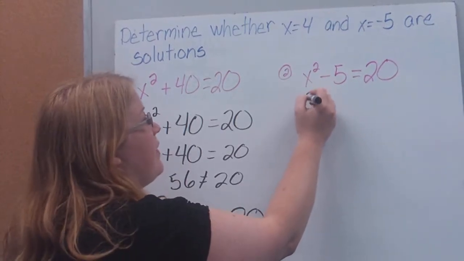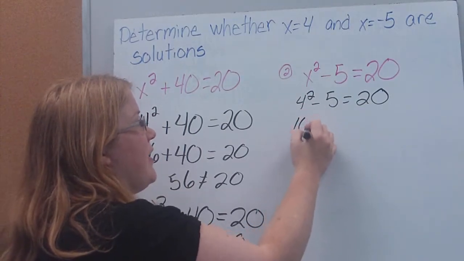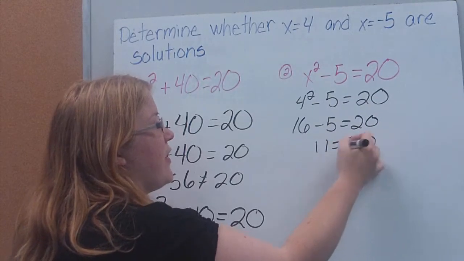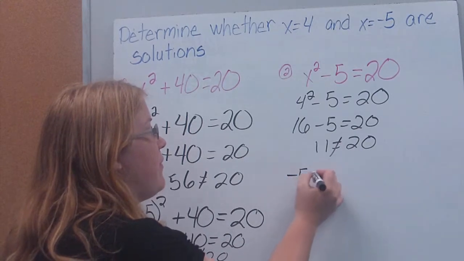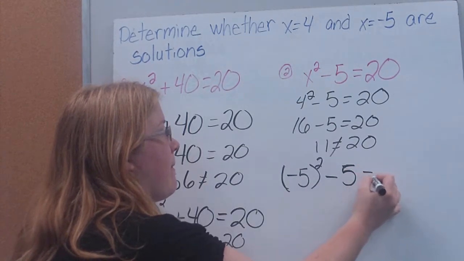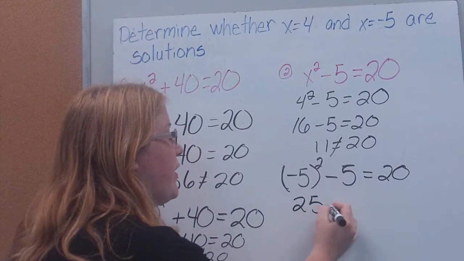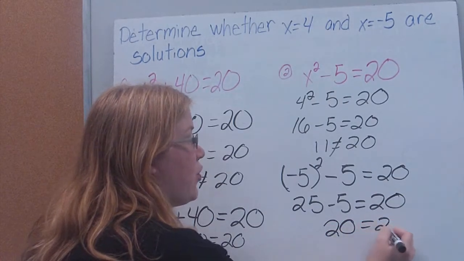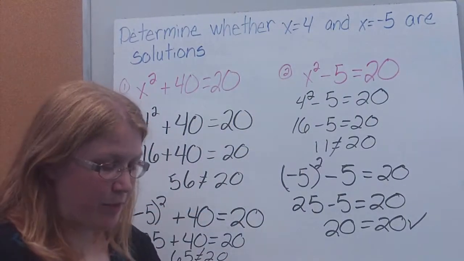Start with 4, plug it in, and solve to see if it's correct. 4 squared is 16. 16 minus 5 does not give me 20, it gives me 11. So 4 is not a solution to that one. So let's try negative 5. Negative 5 squared gives me a positive 25 minus 5. 25 minus 5 is indeed 20. So negative 5 would be a solution to this given equation.